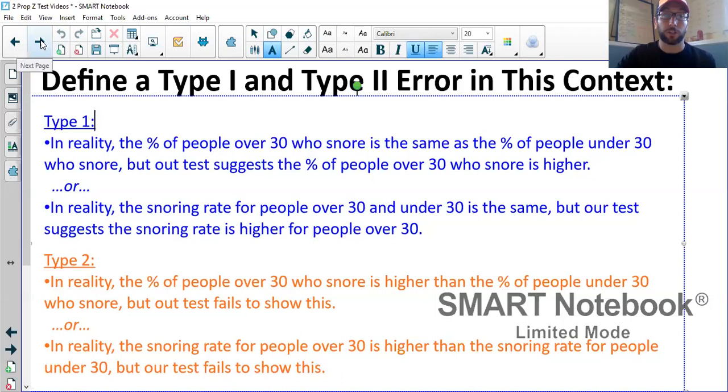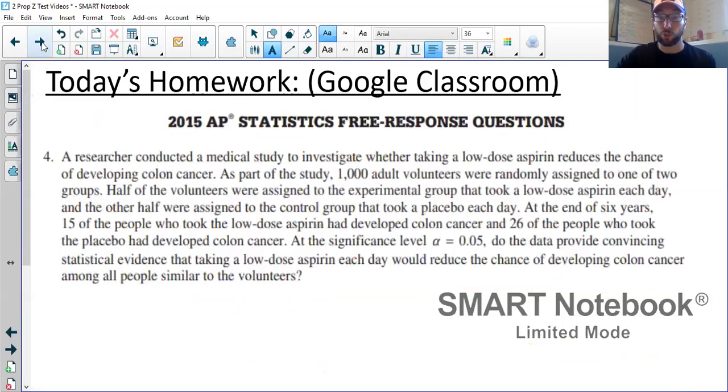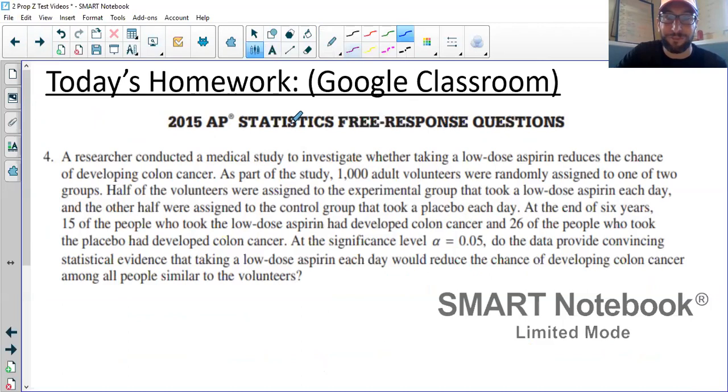Your homework for tonight is a 2015 free response here. Once we see this phrase, statistical evidence, that should have us thinking about something. We see an alpha level here. That should be a pretty clear indication as to what this might be. So tonight, please do this 2015 free response. Pop it up in Google Classroom. I'm going to put up a rubric, score it, first little practice, and then that's it.